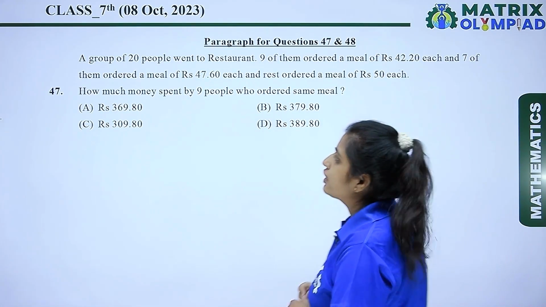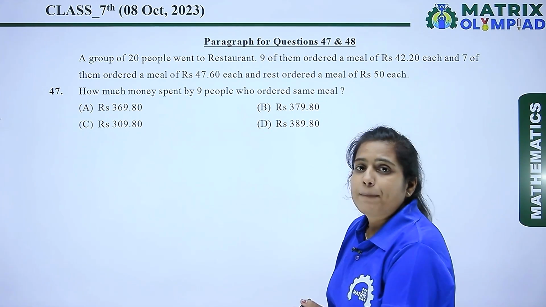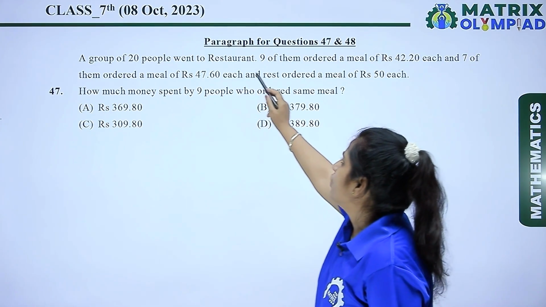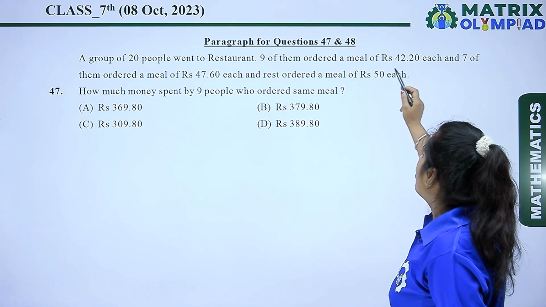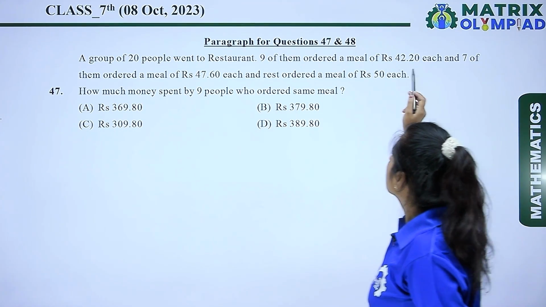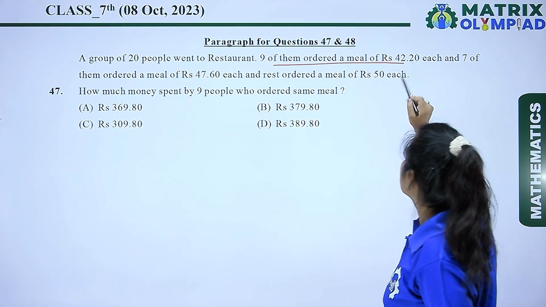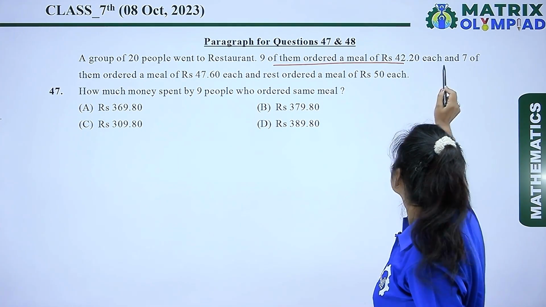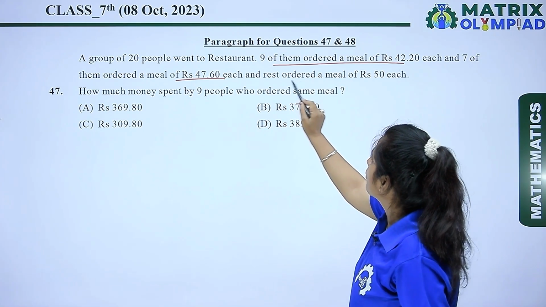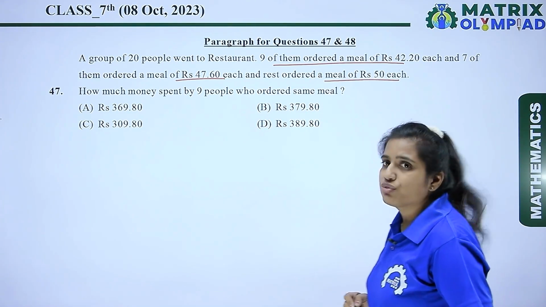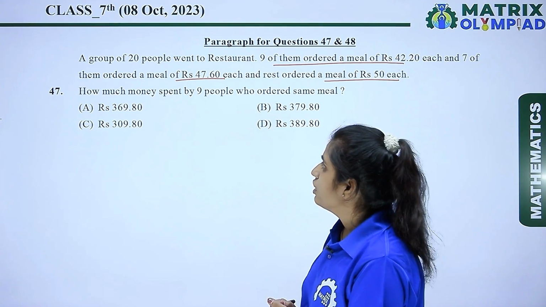Let's proceed to the next question, that is the 47th question and it is a paragraph based question. Paragraph में आपके पास है: a group of 20 people went to a restaurant. 9 of them ordered a meal of rupees 42.20. Out of 20 people, 9 ordered the same meal and that is 42.20 cost. And 7 of them ordered the meal of 47.60. The rest of them ordered the meal of rupees 50 each.